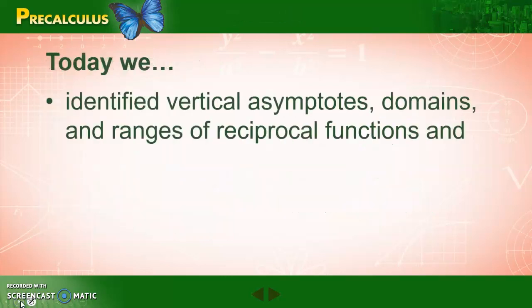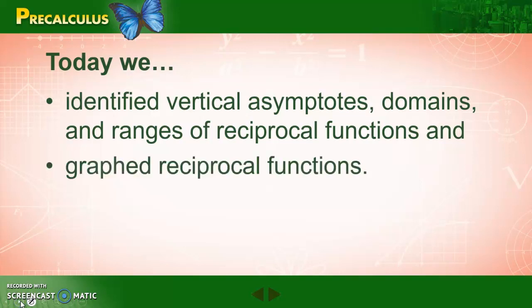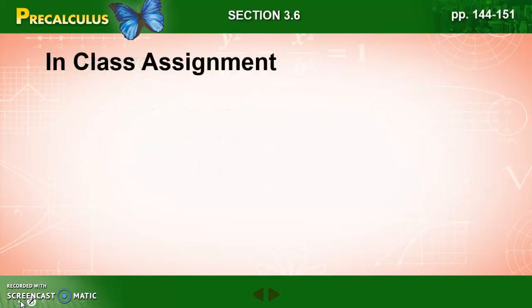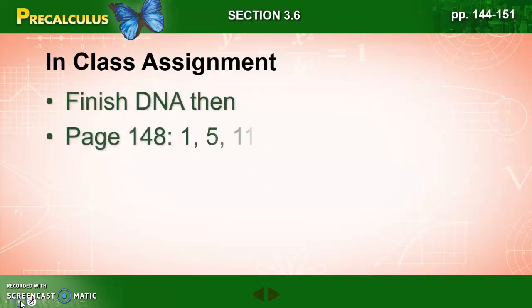Today we identified vertical asymptotes, domains, and ranges of reciprocal functions, and we graphed reciprocal functions. We will obviously work on this a little bit more in class, as this is kind of difficult to grasp just from a presentation. So we'll do some practice together. If you have any questions, be sure to save those for next class.